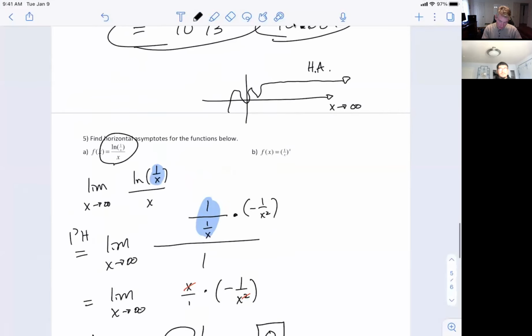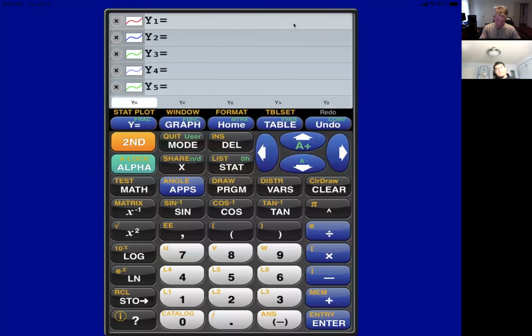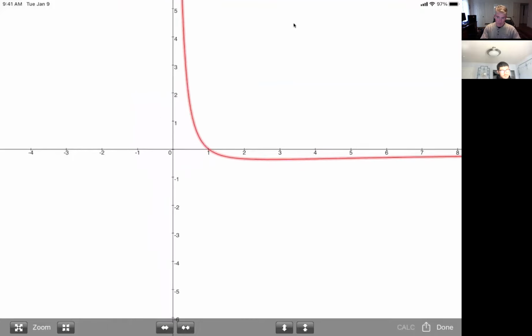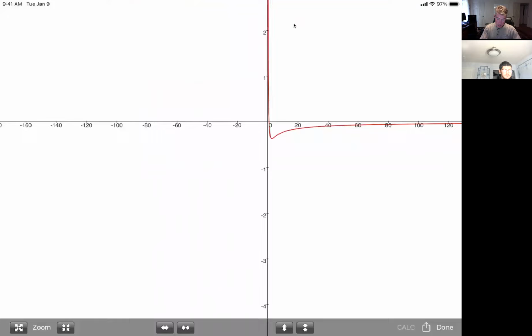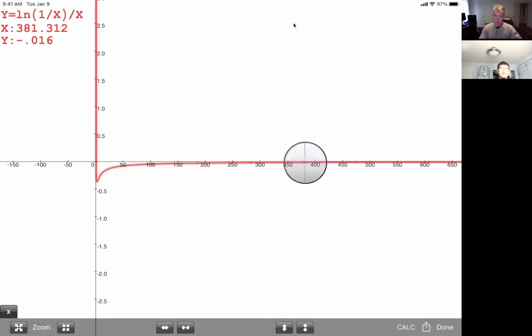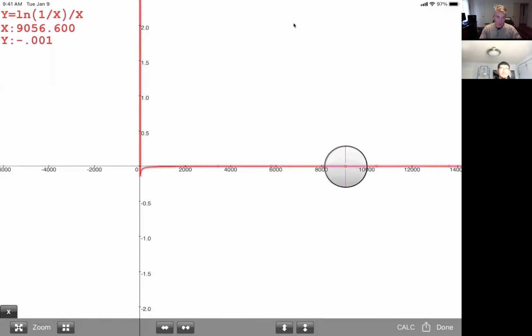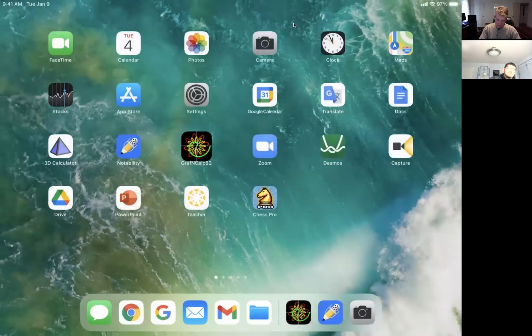Now to see if I got it right. So graph the original function. The natural log of 1 over x gets divided by x. So y equals the natural log of 1 divided by x gets divided by x. And then look at the graph and then follow it to the right a long ways. And then you could see, like right there, it's a y equals a negative 0.016. And if you keep going, it is negative, but it's getting smaller and smaller. There we go. Until right there, it's a negative 0.01. So it's eventually going to become a 0. So it looks like I got that one right.